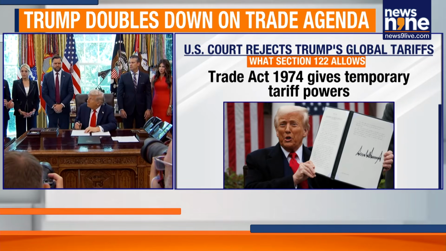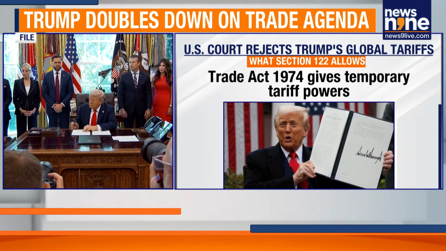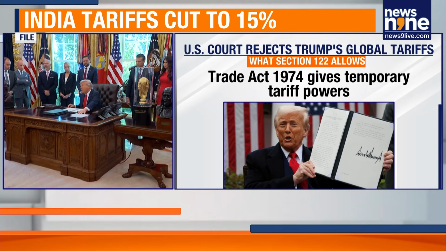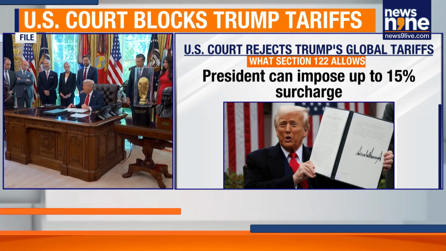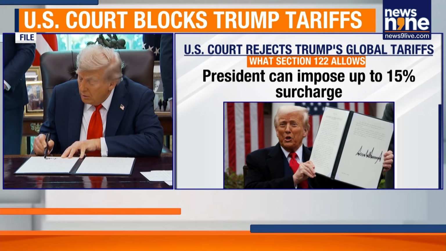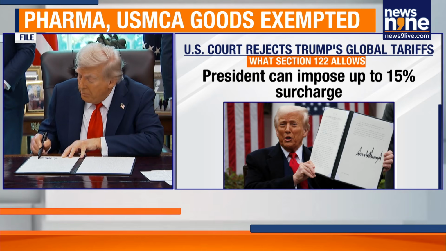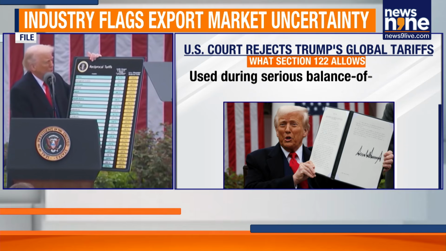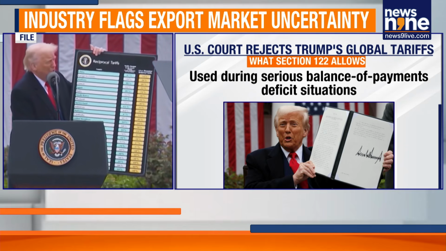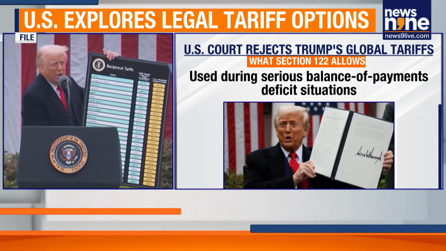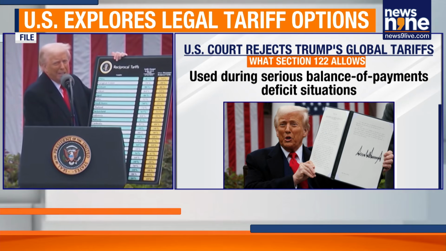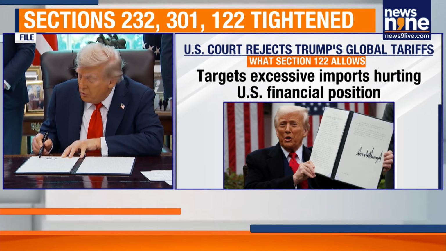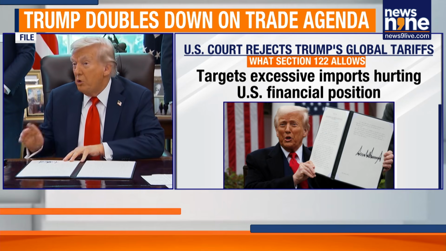Well, Section 122 is part of the Trade Act of 1974, which gives the U.S. president temporary authority to impose tariffs without long investigations or detailed reviews. Specifically, the president may impose a temporary import surcharge, called a tariff, of up to 15%. The tariff is meant to help address situations where the U.S. faces a large and serious balance of payments deficit, essentially when the country is importing far more than it is exporting, in a way that hurts its international financial position.